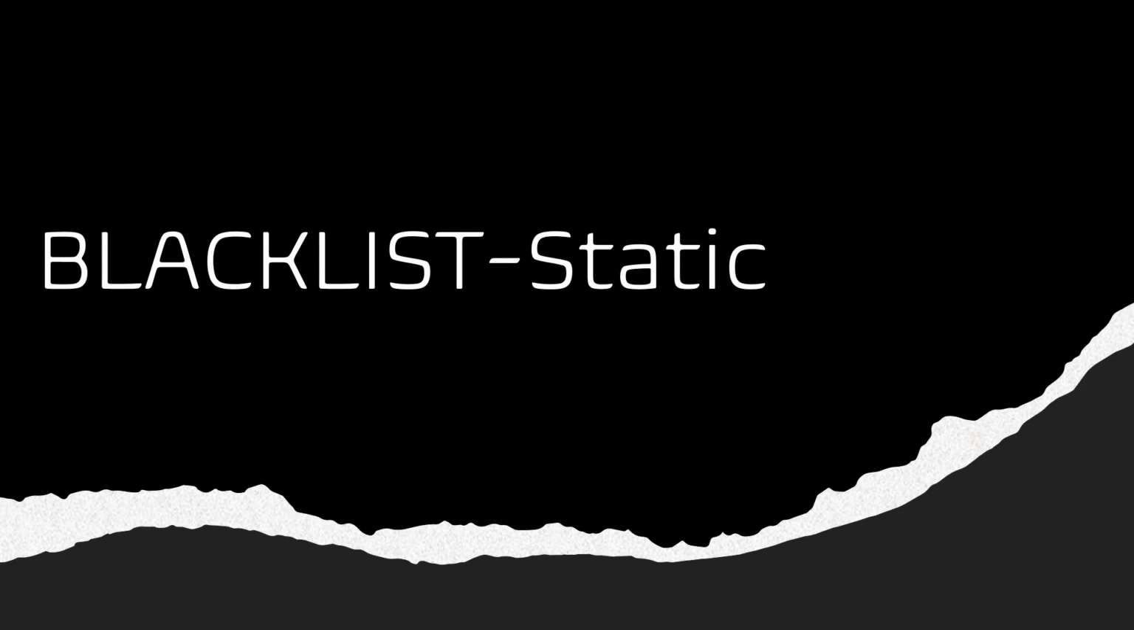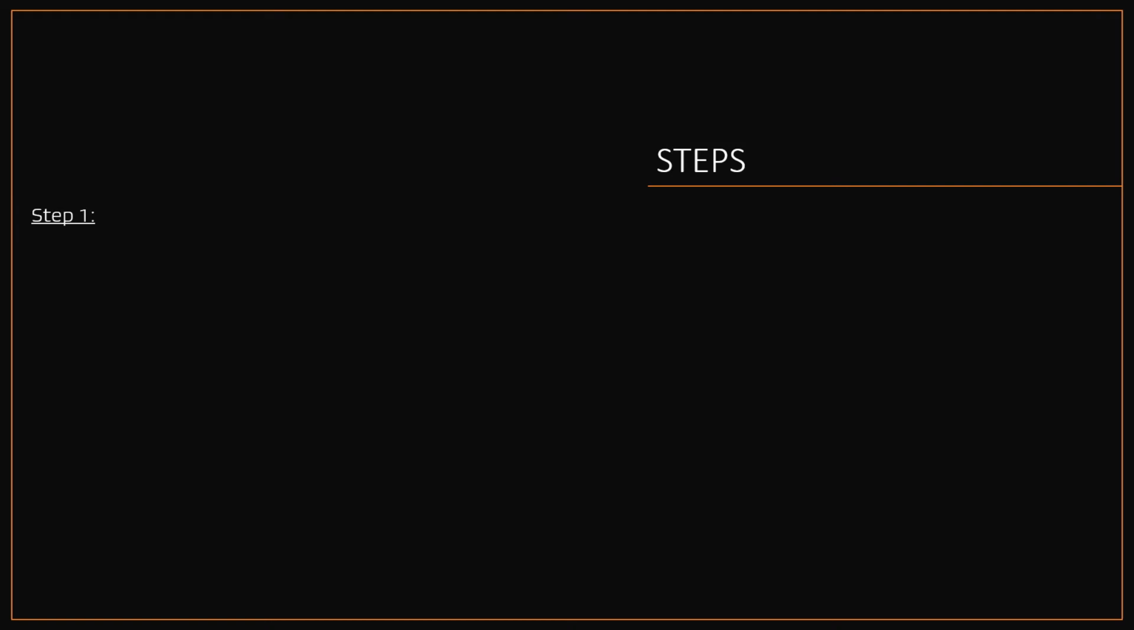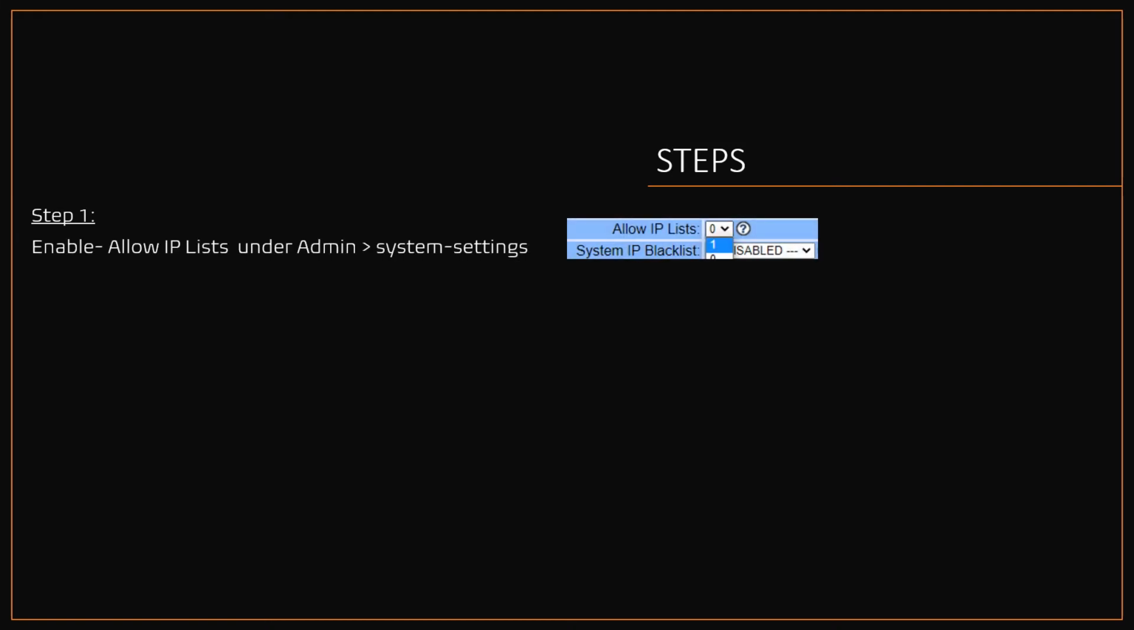Vicibox Blacklist Firewall Configuration. Steps for configuring the Blacklist Firewall. Step 1. Enable the Allow IP List feature. We have already done this in the whitelist configuration.